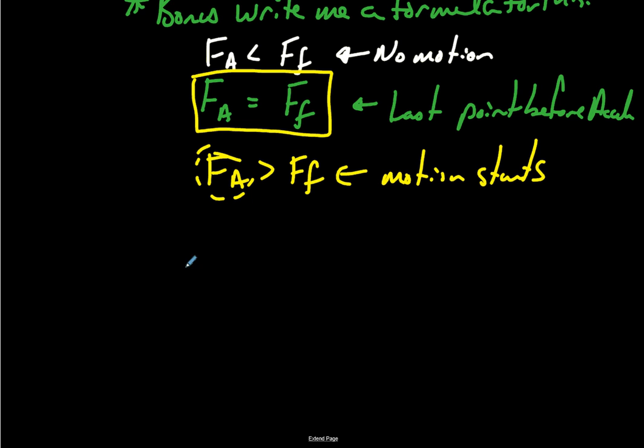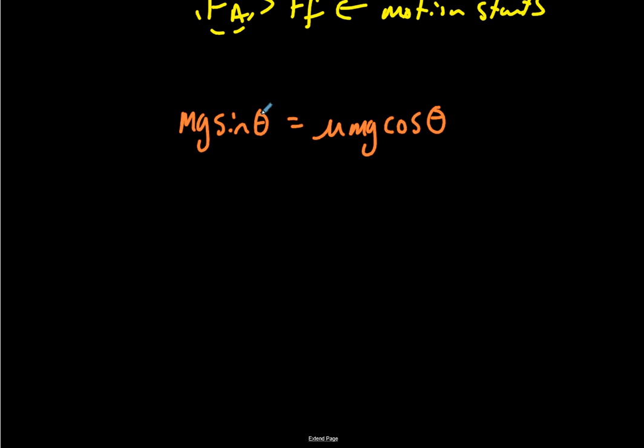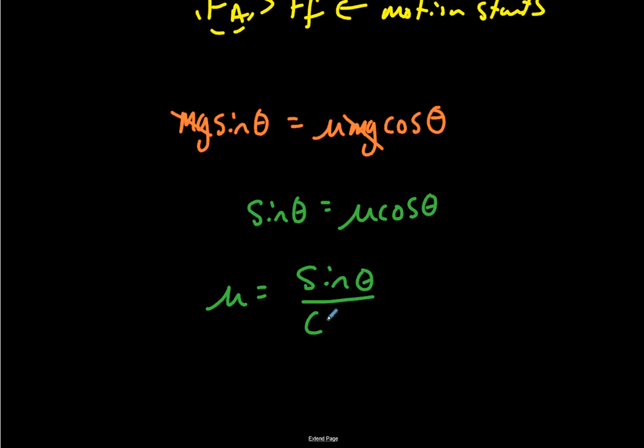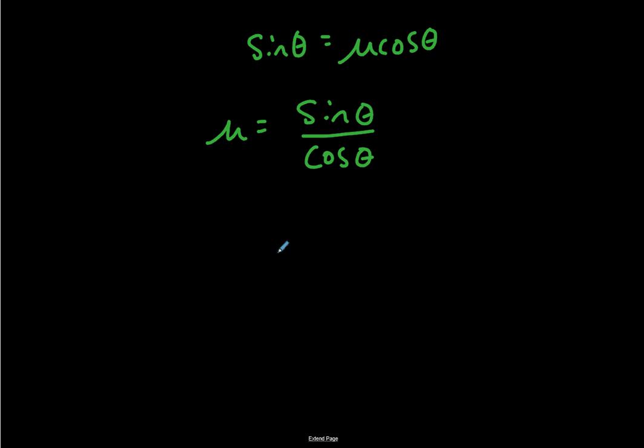Now we know from experience that FA is found as mg sine theta, and that FF is mu mg cosine theta. So the first thing I want you to notice is that mg appears on both sides, and therefore it can be eliminated. No mg needed. So now we have this, and then we have this. Now that's still not solvable. Still can't solve theta.